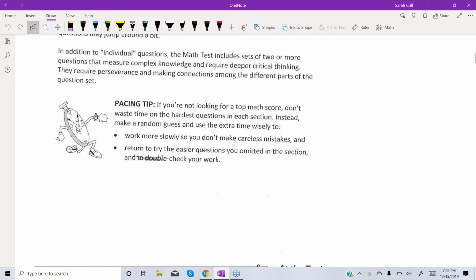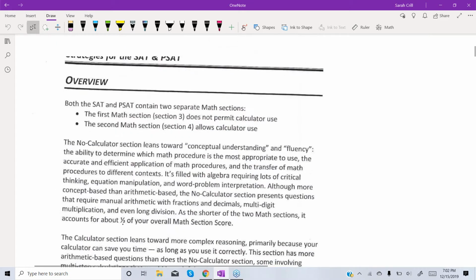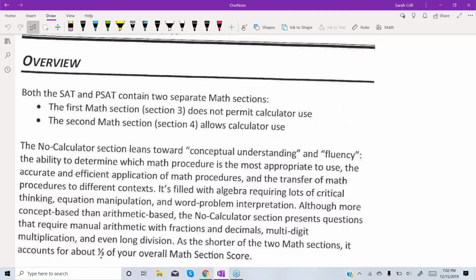So the first math section actually does not permit calculator use. So you have to be able to do some of these calculations in your head or by hand. They're usually not extensive calculations, and they're not really difficult calculations. If you have your multiplication tables memorized and other math facts, then you should be fine. The second math section, section 4, does allow calculator use. Like I said earlier, these questions tend to involve extensive arithmetic and more multiple step problems.